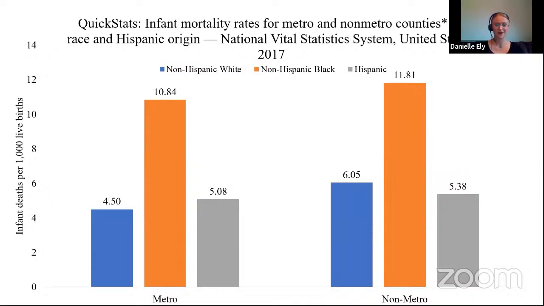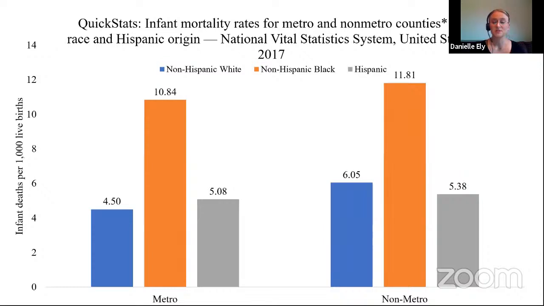In non-metro counties, the main difference was that infants of Hispanic mothers had the lowest infant mortality rates, followed by non-Hispanic white mothers, and then again, the rates for infants of non-Hispanic Black women was the highest.